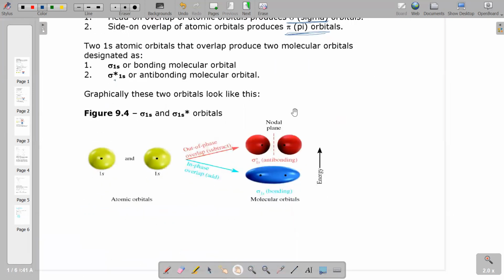So graphically, it would look like this for s orbitals. If I have two s orbitals out of phase, there would be a nodal plane between the two, meaning that there is no bond. The orbitals are separate. Whereas if there's a bonding in-phase overlap, you get a chemical bond, as you would see for a hydrogen molecule.